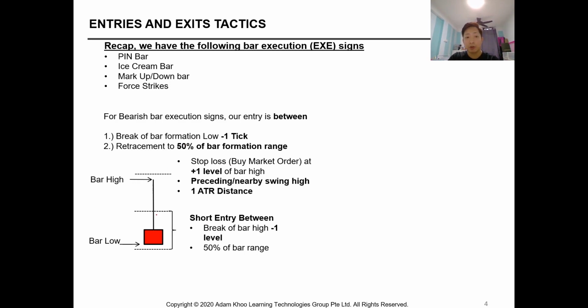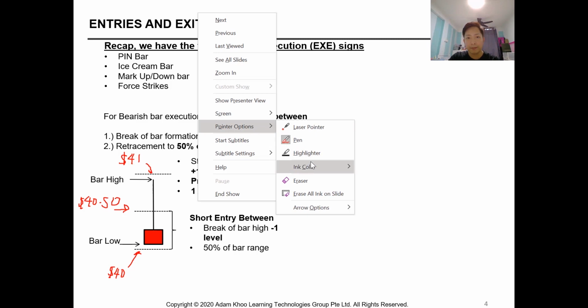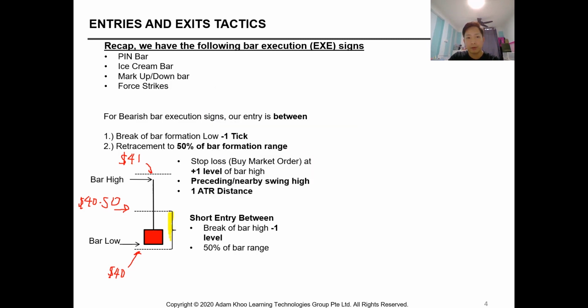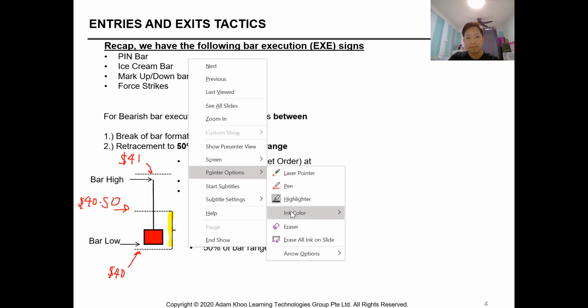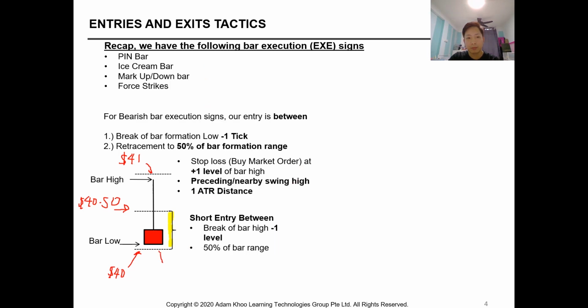Again, either one of the bearish EXE ones is formed. Let's say in this case, this is a bearish pin bar, and let's say the low is $40. The high is $41, so the midpoint will be $40 and 50 cents. Agree? And as you all know, our entry zone will be between one tick below, $39.99, to $40.50.